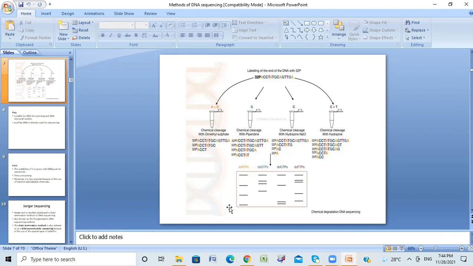Near to the positive side or negative side? Negative side. So you'll be finding the smallest one towards the negative side.